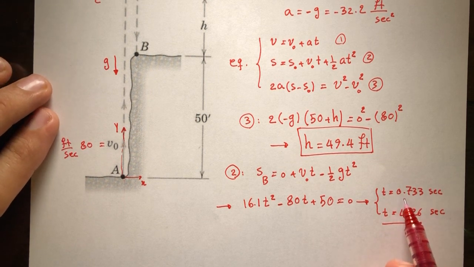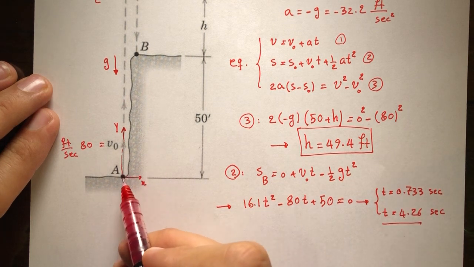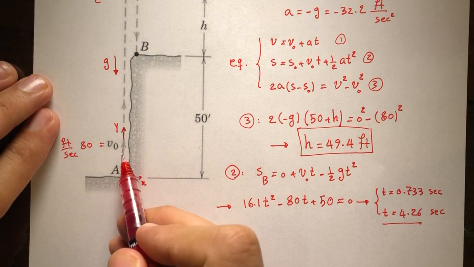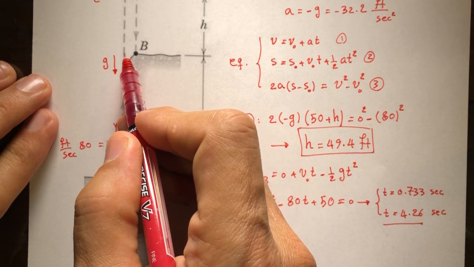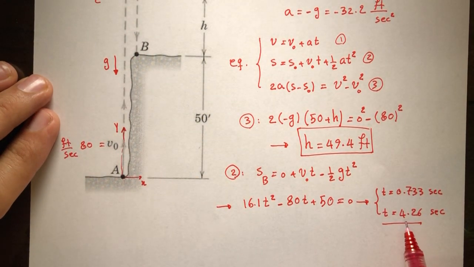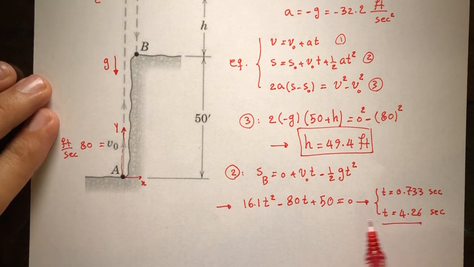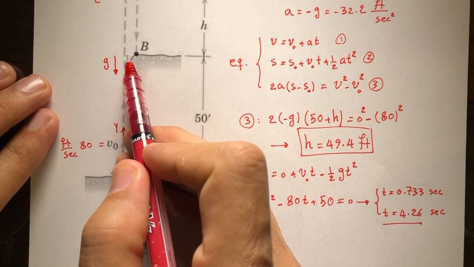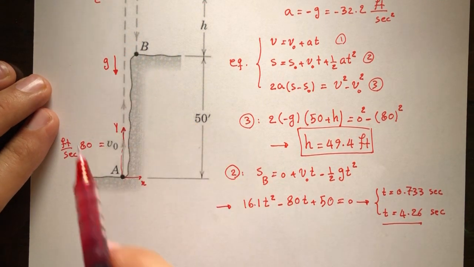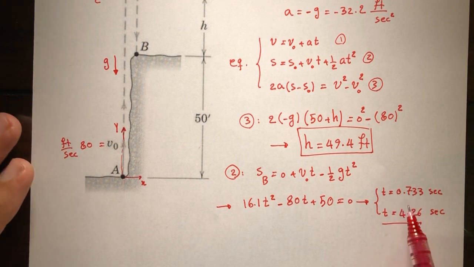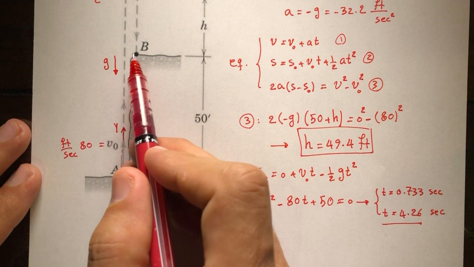And the physical meaning of the first one is the time, this time, 0.733, is the first time that this particle is hitting this height, right? Then it goes up, and after coming back at time 4.26 seconds, it's going to hit the top of this cliff. So the first time is the time which is passing from point B and goes upward. So this is not our solution. The second one is going to be our solution. But this solution has a physical meaning, right? This is the first time that this particle is hitting this height.